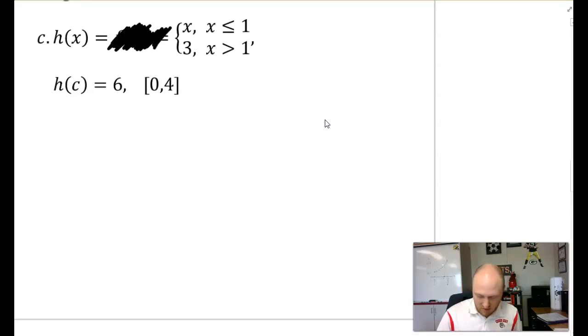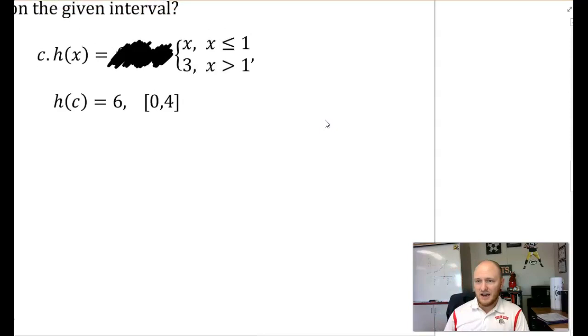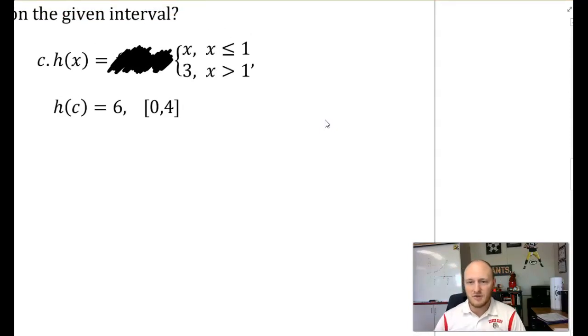Hopefully by this time I will have corrected that. And it should just say h of x. All right, I have a piecewise function. H of x is equal to x for all x values less than or equal to 1, and 3 for all x values greater than or equal to 1. Okay, so does the IVT apply here?